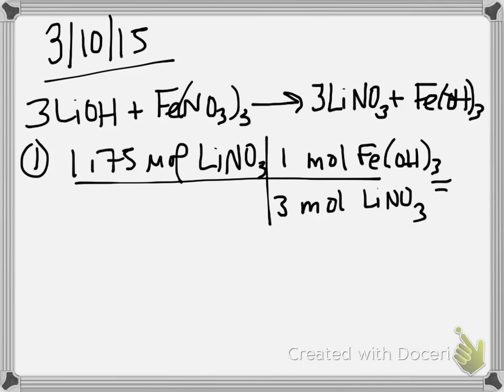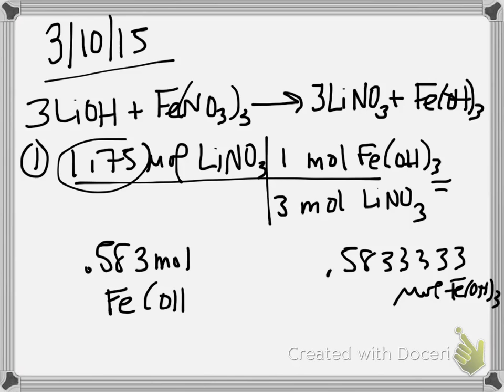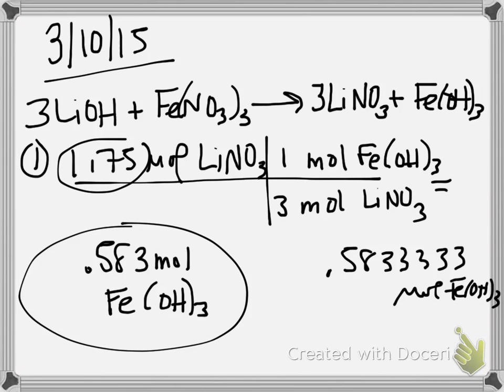So when we do the math, we end up with 0.583333, etc. moles of iron 3 hydroxide. And our sig fig answer, we can have 3 sig figs, ends up with 0.583 moles of iron 3 hydroxide. Okay? How many of you got that one right?